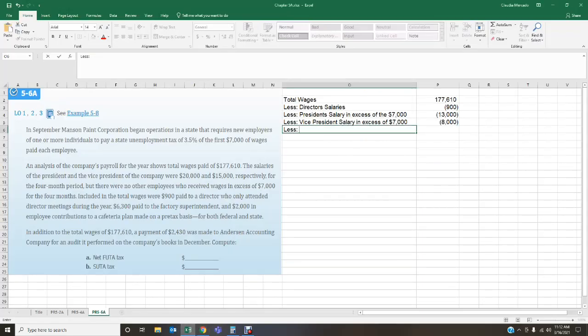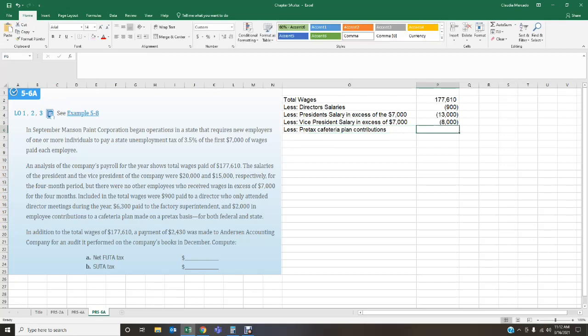Okay. So I'm going to deduct the pre-tax cafeteria plan contribution. Okay, and the amount is $2,000. Okay, so I'm going to deduct all these items because those should not be included in my calculation. Okay, the payment to the director's salary should not be included. Anything above 7,000 should not be included. So I excluded the excess for both the president and the vice president. And then the pre-tax cafeteria plan should not be included as well. So that is basically all of the information that we have.